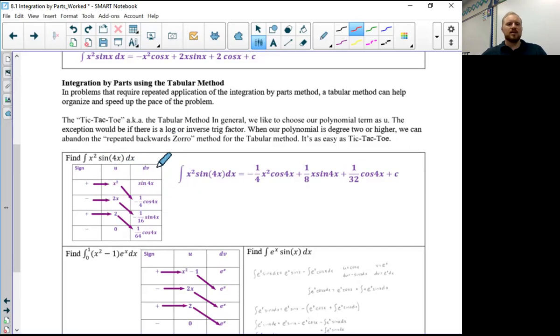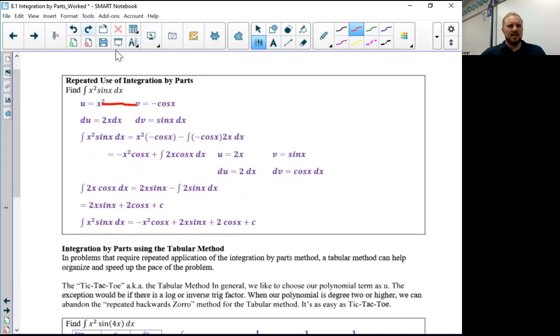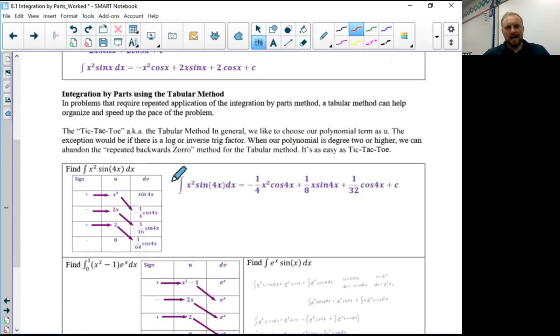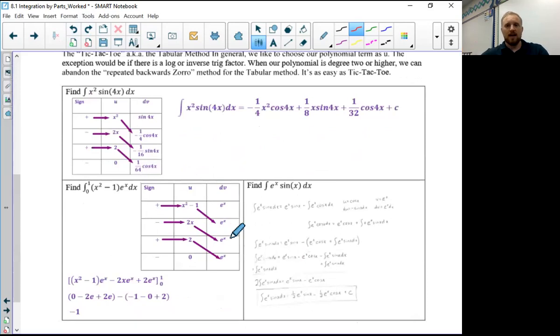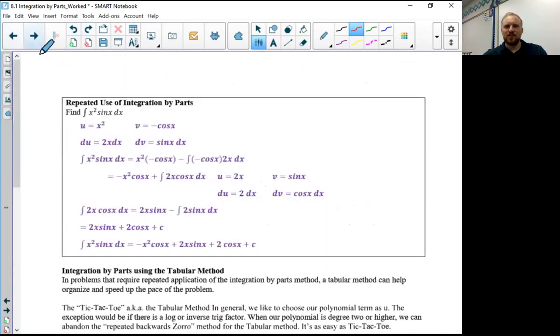And then you're just going to do the tic-tac-toe method, kind of like we did up here, but just in a table form. Okay, so this works pretty well when you have different types of functions that are being multiplied together, like a trig function and an exponential function, or an algebraic function and a logarithmic function. Okay, so try to do that.